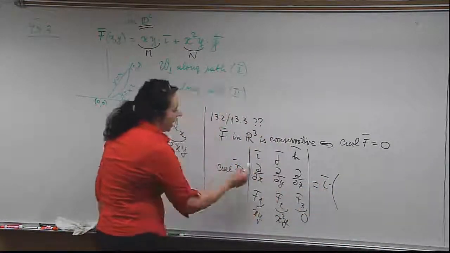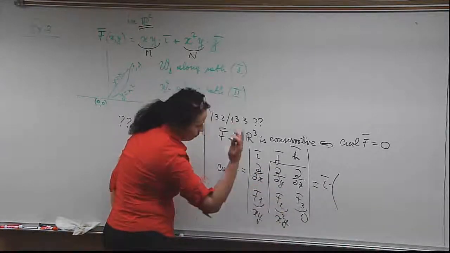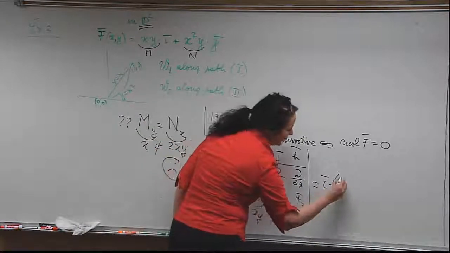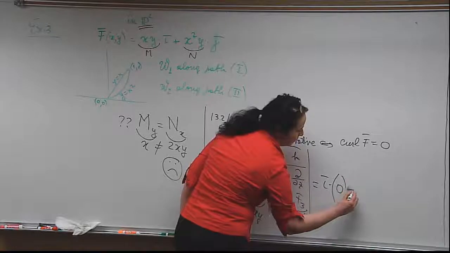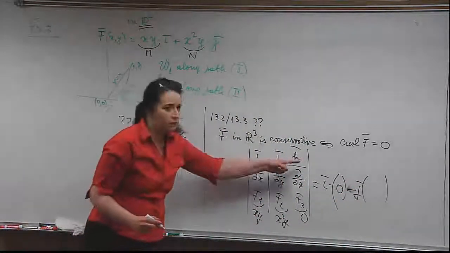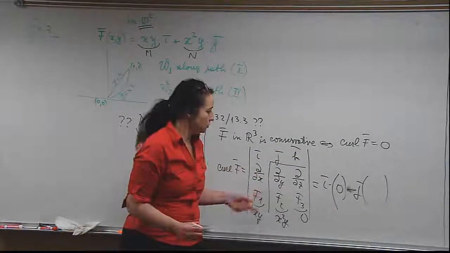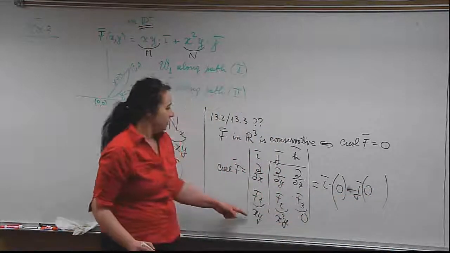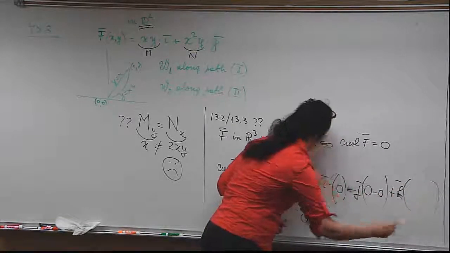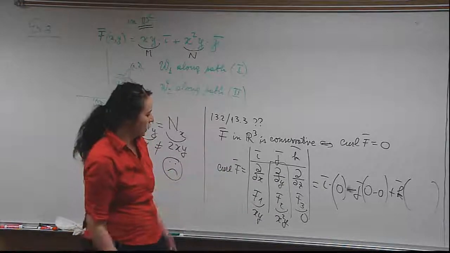I times the minor: derivative of 0 with respect to y is 0, minus derivative of x squared y with respect to z, 0. Plus j, minus j because I'm alternating. You've known enough linear algebra to know I'm expanding along the first row. I have a minus: d/dx of 0 is 0, derivative of xy with respect to z is 0. Plus k times the minor corresponding to k.